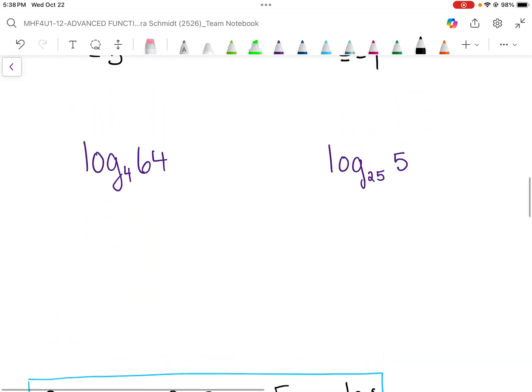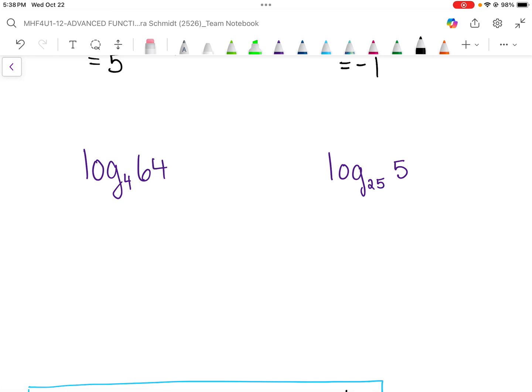Okay, a couple more. Log base 4 of 64. So I'm thinking 4 to the power of what equals 64. If I know right away, I can just say 3. That's the answer. Or you can write it like log base 4 of 4 to the power of 3, and then you know your answer has to be 3.